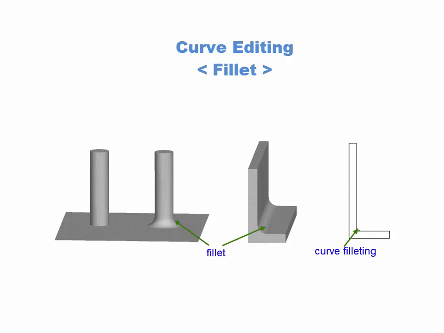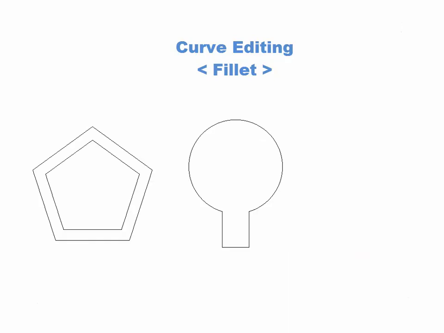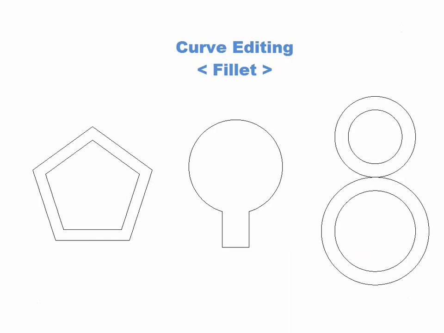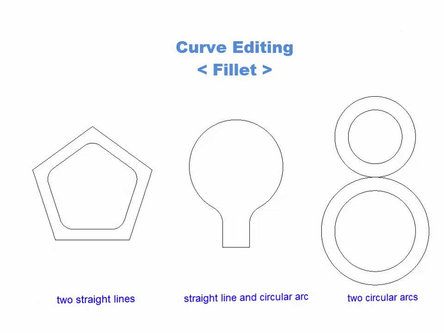A fillet is a rounding of an interior or exterior corner of a part design. The curve filleting is a function creating a transitional circular arc, connecting two adjacent curves. Only straight lines or circular arcs are adoptable for the curve filleting. In other words, a fillet can be created between two straight lines, between a straight line and circular arc, or between two circular arcs.